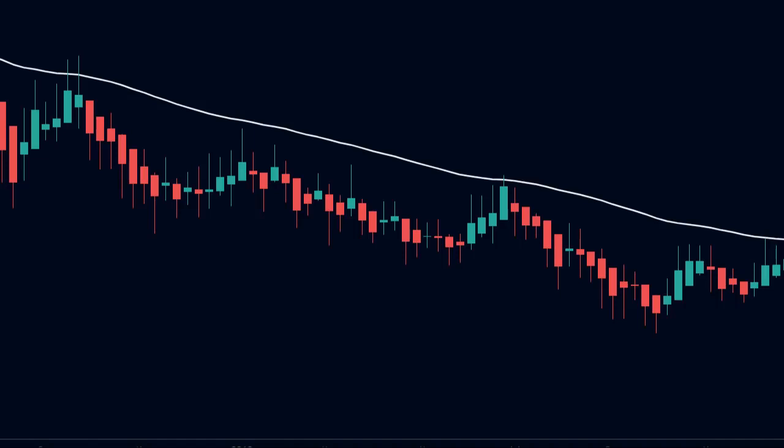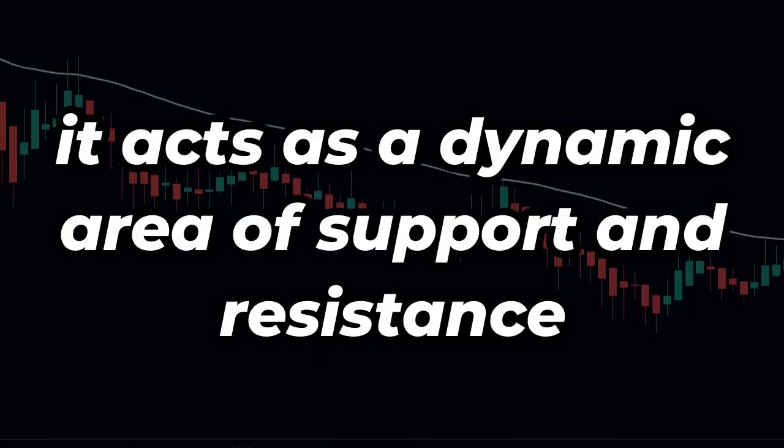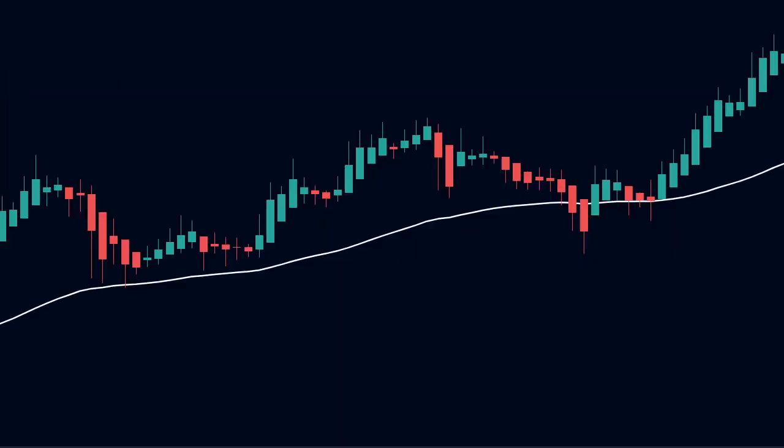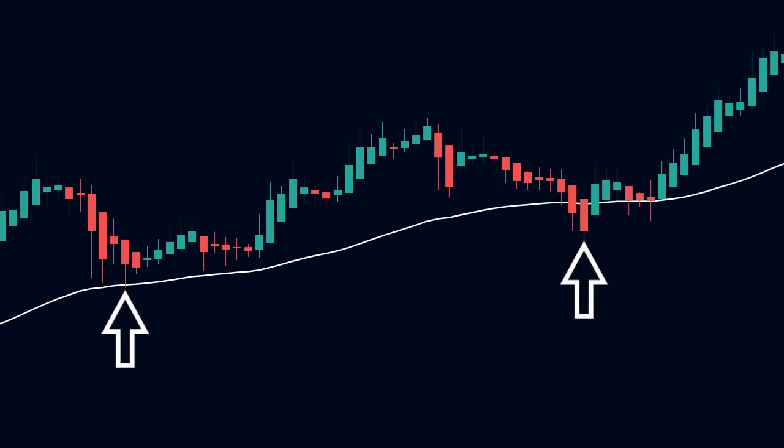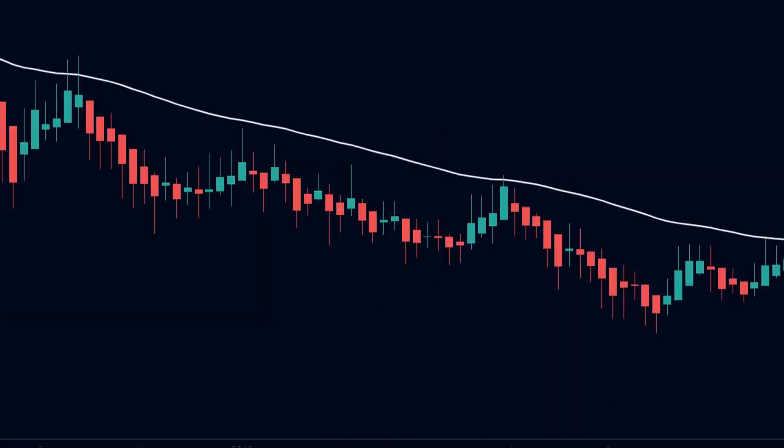Another important characteristic of the 50 EMA is that it acts as a dynamic level of support and resistance. So when the price is in an uptrend, the 50 EMA provides support to the price. And in a downtrend, the 50 EMA provides resistance to the price. We will use this particular characteristic and identify trade opportunities.